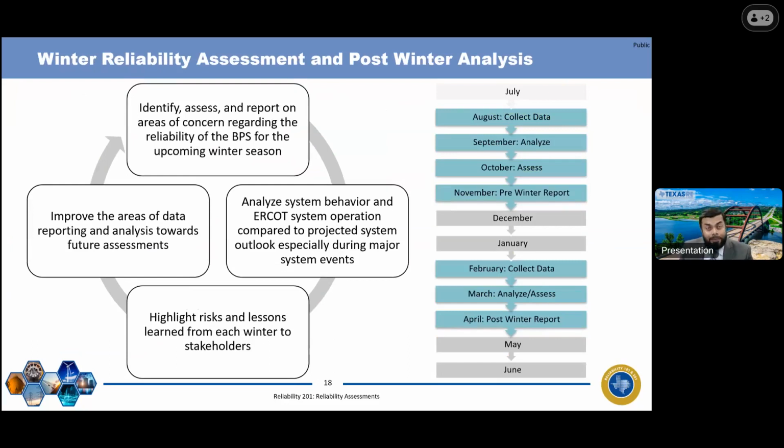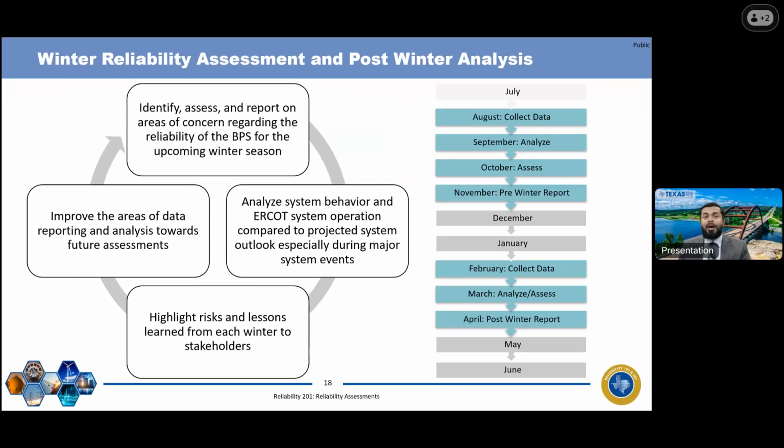Now, similarly, prior to each winter, we prepare our winter reliability assessments. Here we identify, assess, and report on the areas of concern for winter operation. Once the winter is over, we perform a post-winter analysis where we focus on the system behavior and ERCOT system operation, especially during extreme winter events. We compare that to our winter assessments. We report our findings, highlight risks and lessons learned to our various stakeholders.